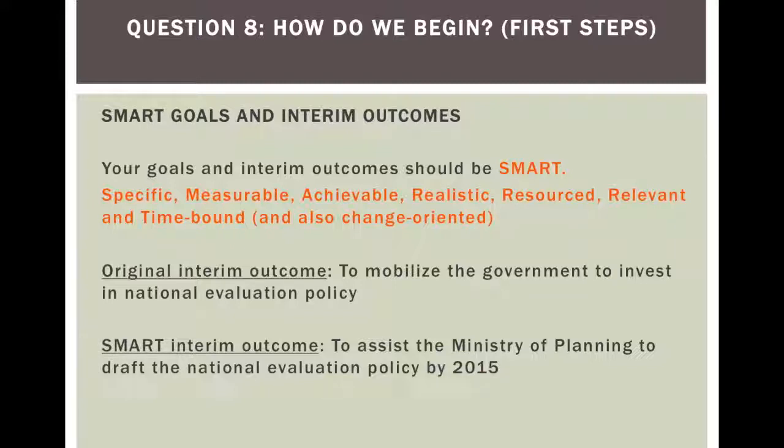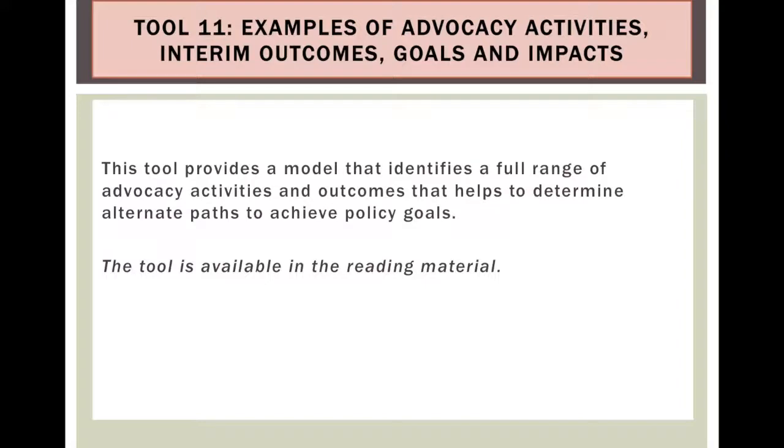For example, an advocacy interim outcome could be to mobilize the government to invest in a national evaluation policy. Now, converting this into a SMART interim outcome might rephrase it as to assist the Ministry of Planning to draft the national evaluation policy by 2015. In the reading material, you can take a look at examples of advocacy activities, interim outcomes, goals, and impacts that can help you to determine alternate paths to achieve policy goals.